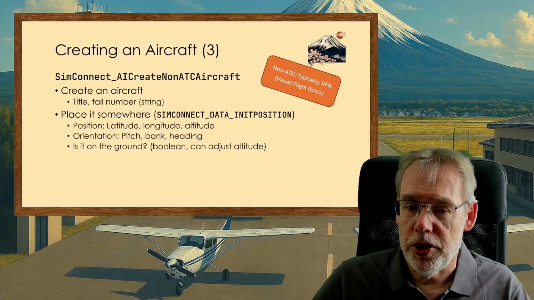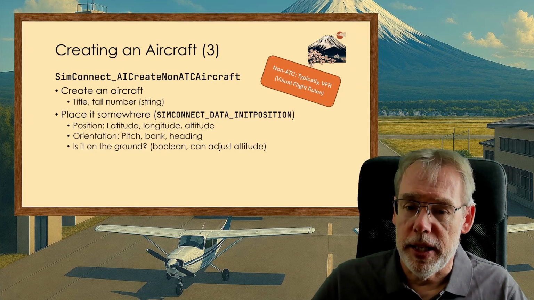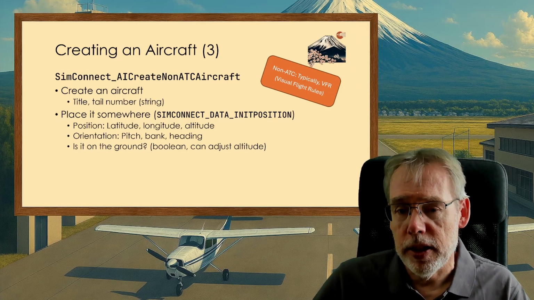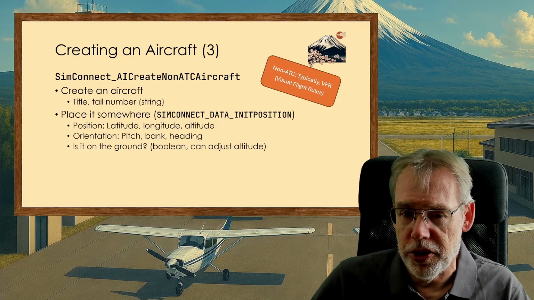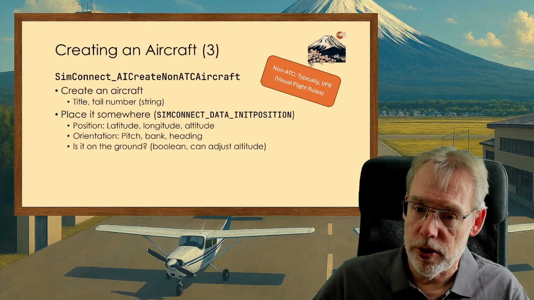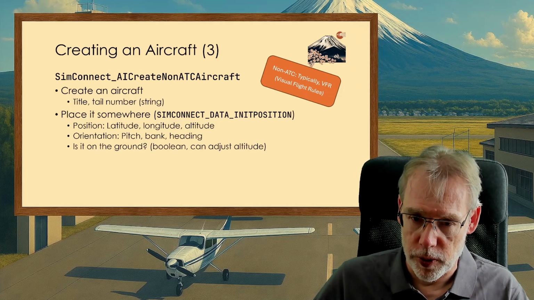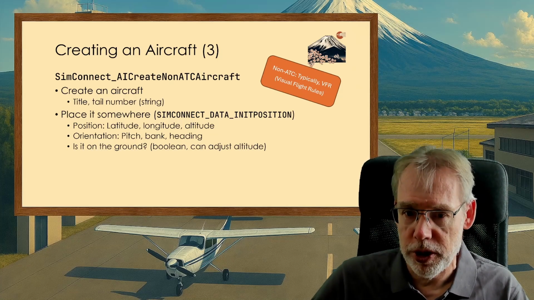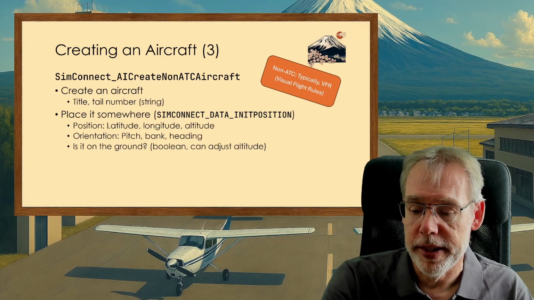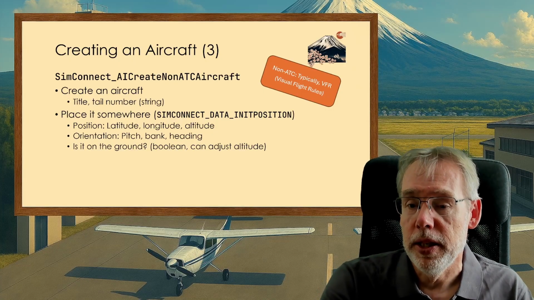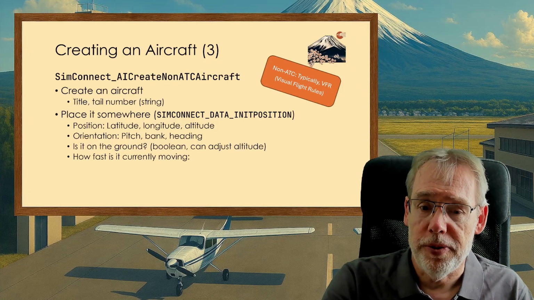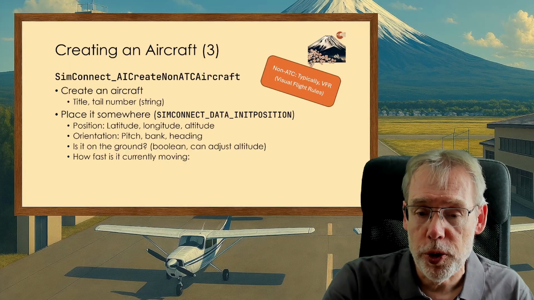The reason for this is you can specify the latitude and longitude and then say it's on ground, and then altitude will not necessarily make a difference because it will find out from the scenery information what ground level is at that point and then adjust the altitude. So you will not have things like an aircraft which is halfway in the ground or a meter above it. And then you can also specify how fast it is currently moving.